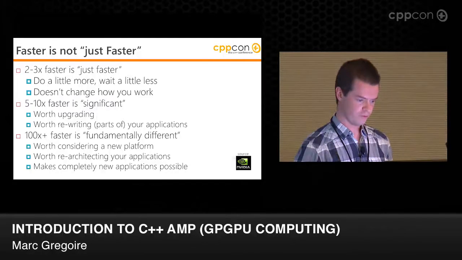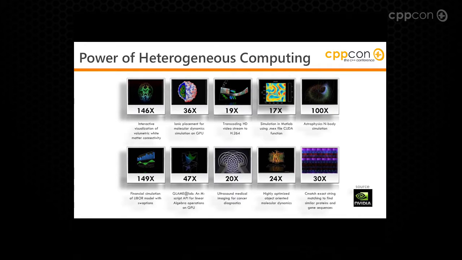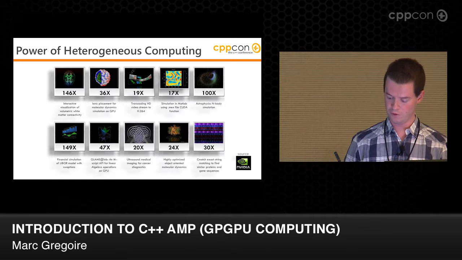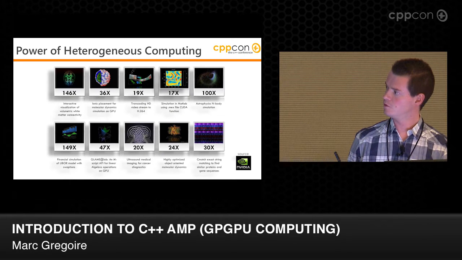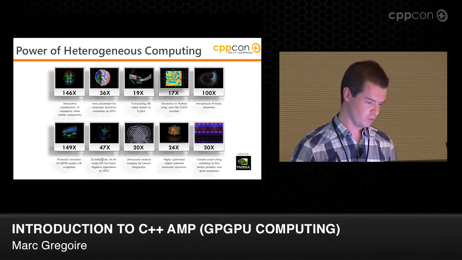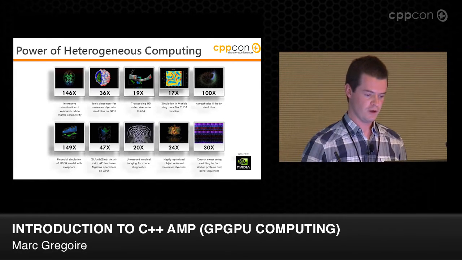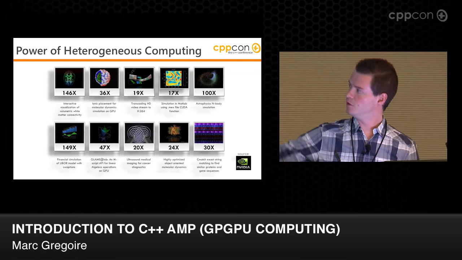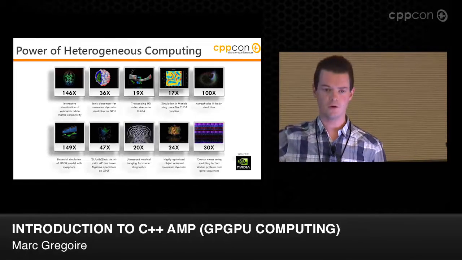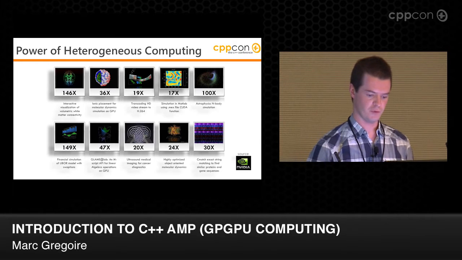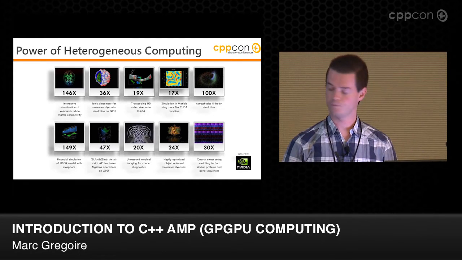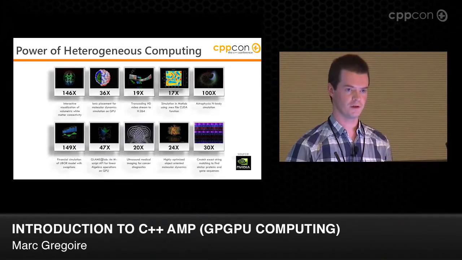Here are a couple of problem domains coming from NVIDIA. It gives some idea about the possible performance increases that you can get. If you're doing a lot of financial simulation, then you get an almost 150x performance increase. And even things like the string matching in the lower right corner, you can get a 30x performance increase by running it on GPUs. So it doesn't always have to be graphics related. It can be completely different.